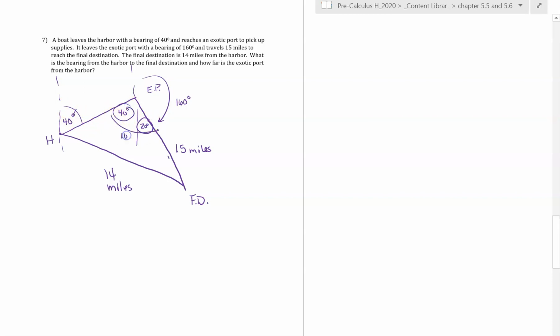So this angle must be 60. And then we were told about the 15 and the 14. So notice you have to kind of tilt your head a little bit, but you have an ASS triangle. So if we redraw that and put this angle right here, notice it's 60, 15, 14.